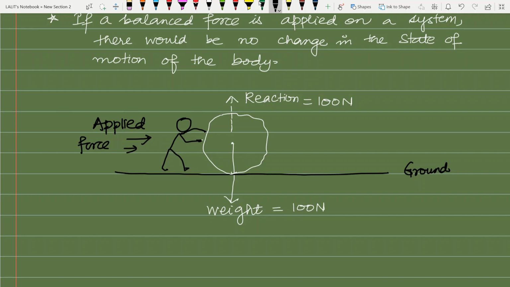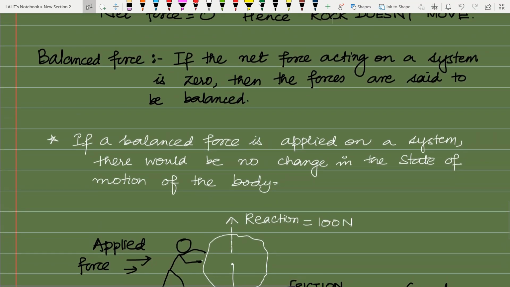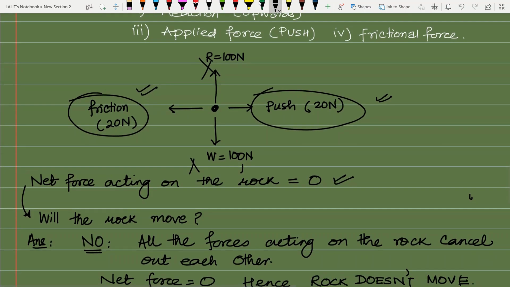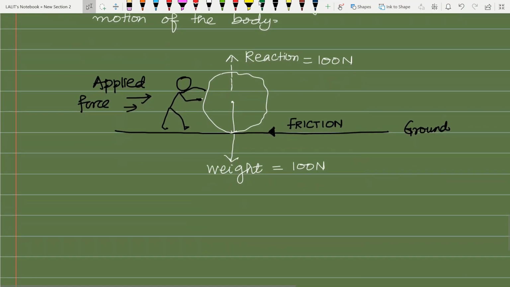So in the previous case, there was a frictional force. This was the direction of the frictional force. And what was the value of the frictional force? The value of the frictional force was 20 Newton acting on the rock by the ground. You can see this is friction, 20 Newton, and we had applied the force of 20 Newton. Now let us see the other condition. Now this is the diagram. Friction is 20 Newton.